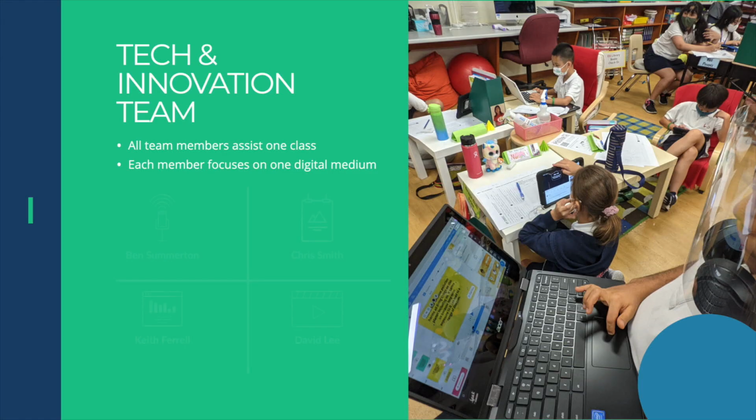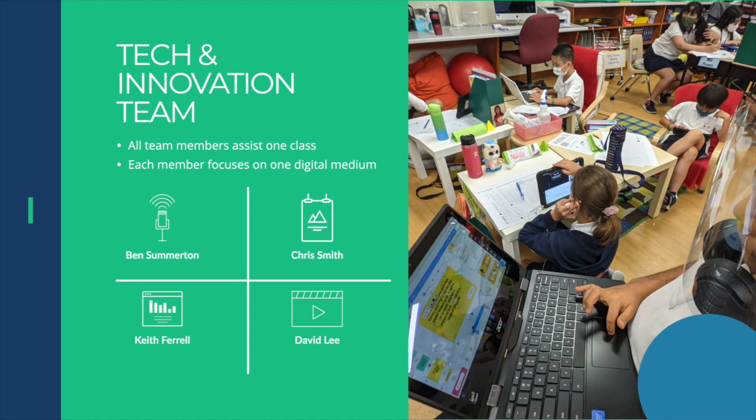So for example, I would help students who wanted to create a video, and another member of the team would help students who wanted to create a website. So as a team, we would all go into the classroom and help students. However, this was not a sustainable model because there are so many classes and each team member has their own grade levels to work with.